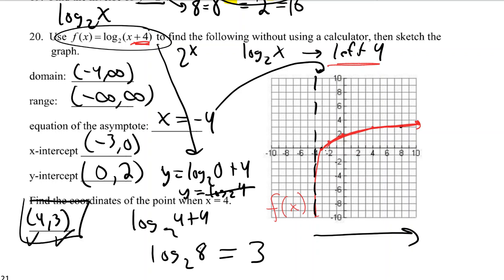So I can check. Doesn't just look like it goes through (4, 3). By actually plugging in 4 for x and solving for y, I see that it's 3. And you can do that now that you can evaluate a logarithm. As long as you understand what it's asking you to evaluate, if it comes out to a nice whole number, then it's usually pretty straightforward.